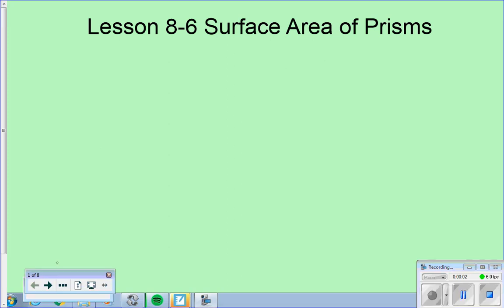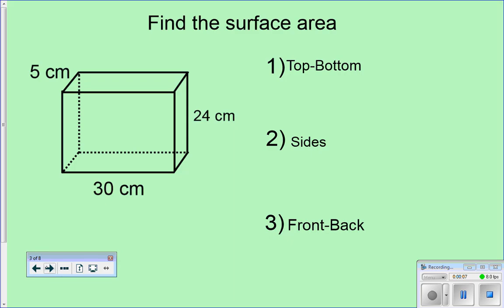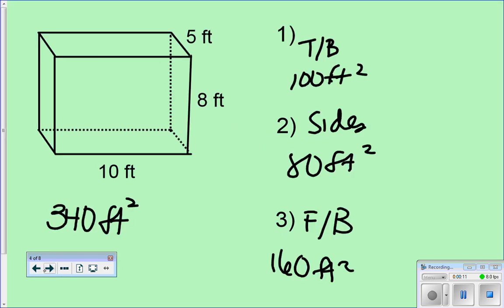Alright, so surface area of prisms. Definition. First example we did together. You guys have that in your notebooks already. Oh, this one. Great. I could have you do this one by yourself, but guess what?